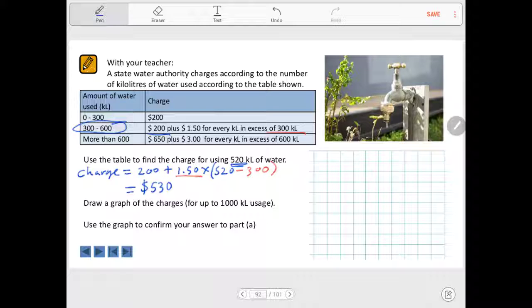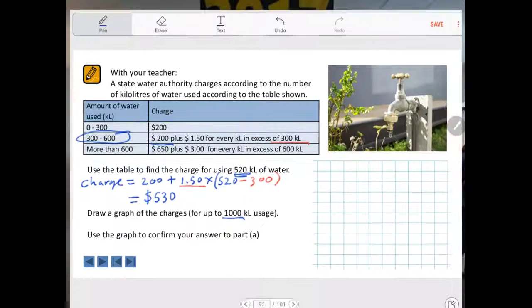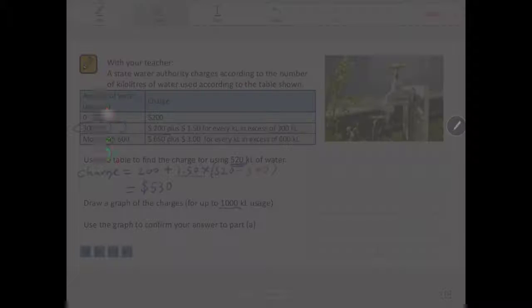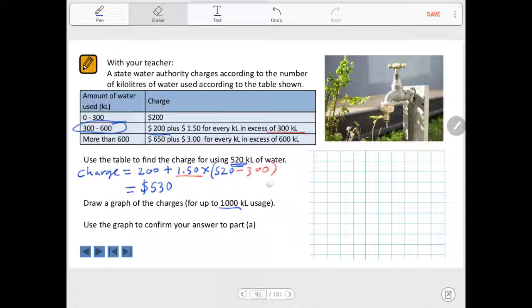Okay, now we're going to draw a graph showing these charges, a combination graph. We're going to go up to 1,000 kilolitres. So charge depends on the number of kilolitres, the amount of water. So charge is the dependent variable, and is going to go on the y-axis. Charge here, and the charge is in dollars.